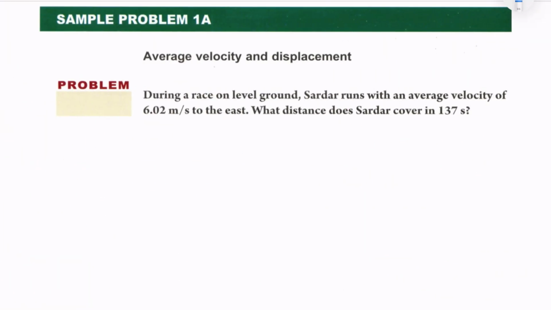Now, there is one simple problem about it in your book. I'm going to solve it now. During the race on the level ground, Serdar runs with an average velocity of 6.02 meter per second to the east. To the east means it's moving only in the east direction. This is important. What distance does Serdar cover in 137 seconds? When you read the question, it's asking what distance. So here it's asking what is the displacement, actually. So the question is what is the delta x?